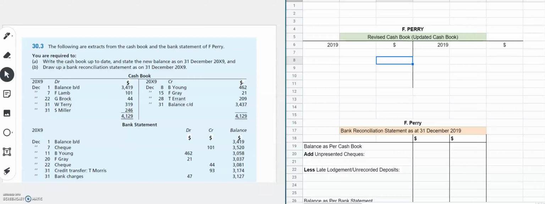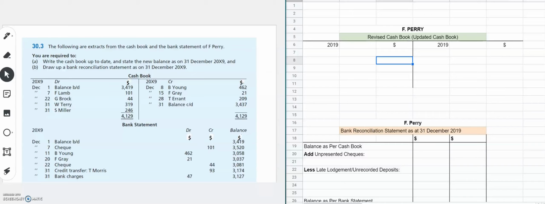Today's topic is bank reconciliation statement. The bank reconciliation statement is prepared to find the reasons for and the differences between the cash book that is prepared by the business and the bank statement that is prepared by the bank. By preparing a bank reconciliation statement, errors will be identified either in the cash book or in the bank statement.